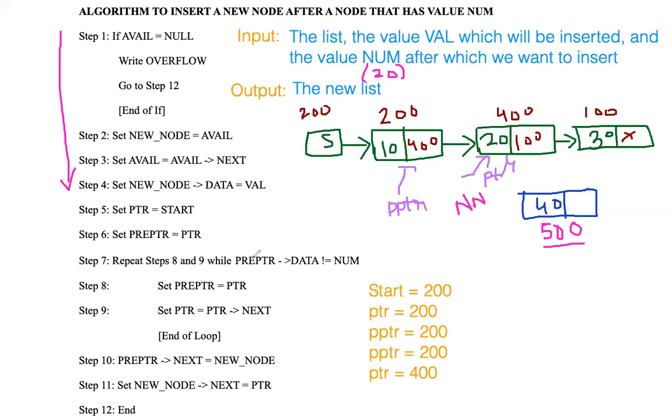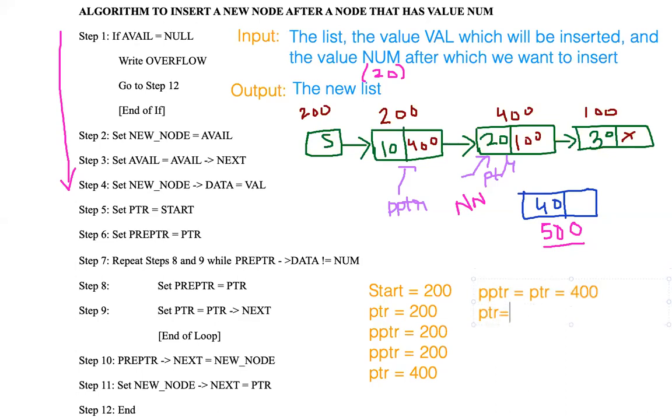Again, we are checking whether PPTR arrow data is equals to num. No, it is not equal. We can check. It is value 10. Well, we want the value to be 20. So again, the pointer changes take place. That is PPTR equals to PTR. So what is there in PTR right now? So again, let me write down here. So now PTR is equals to 400. So PPTR equals to PTR equals to 400.